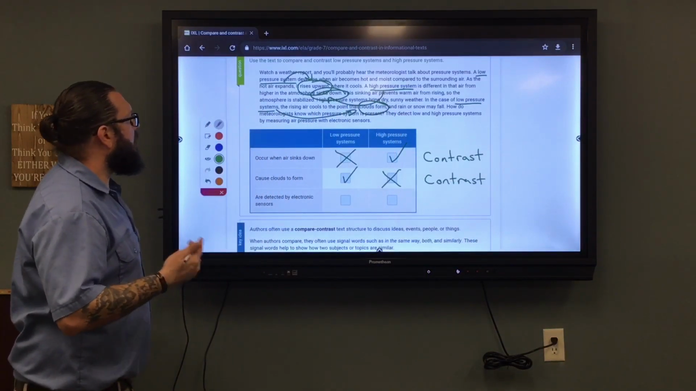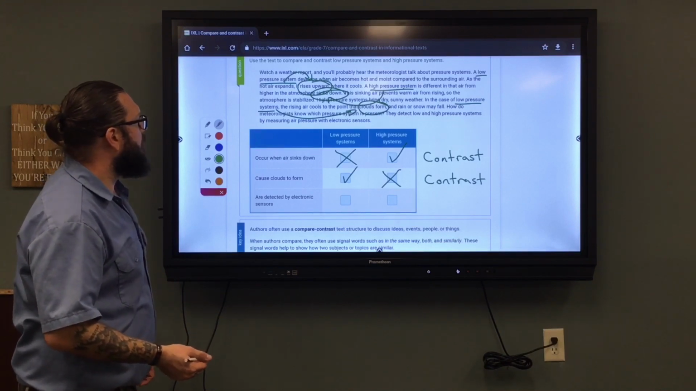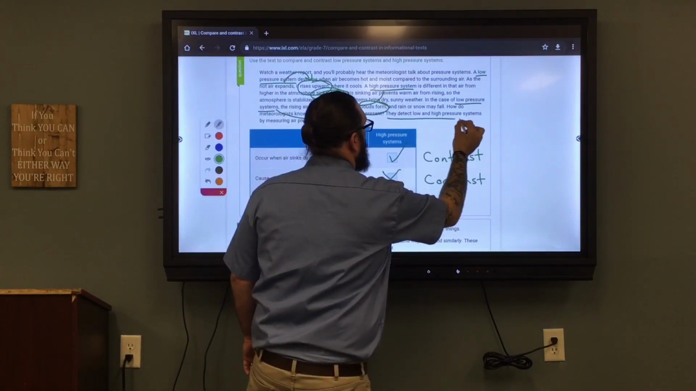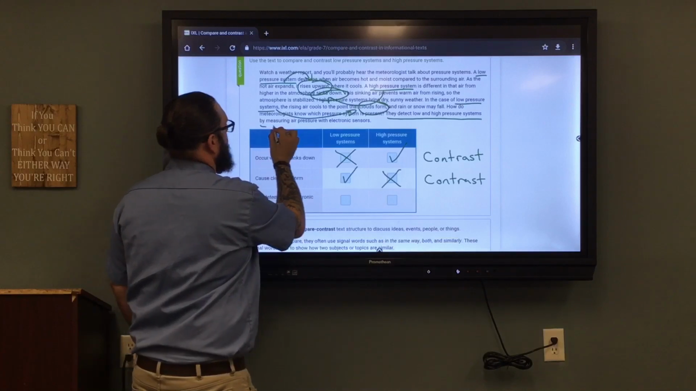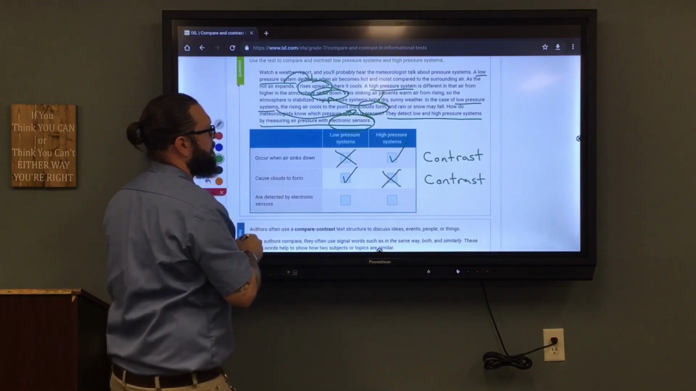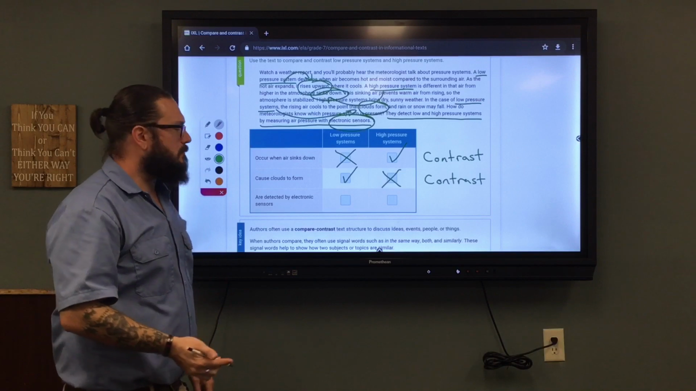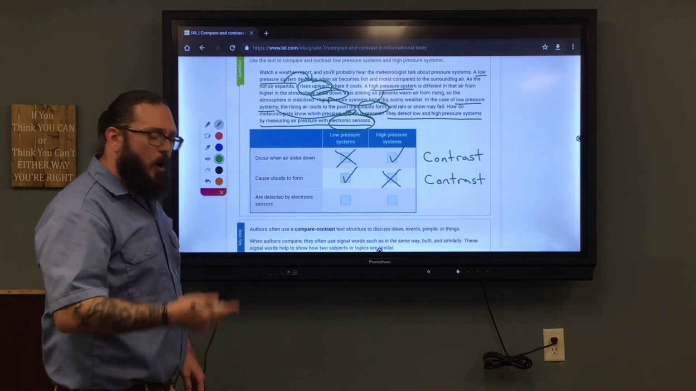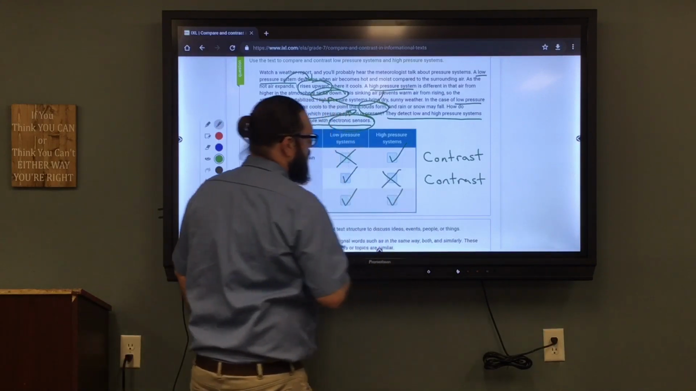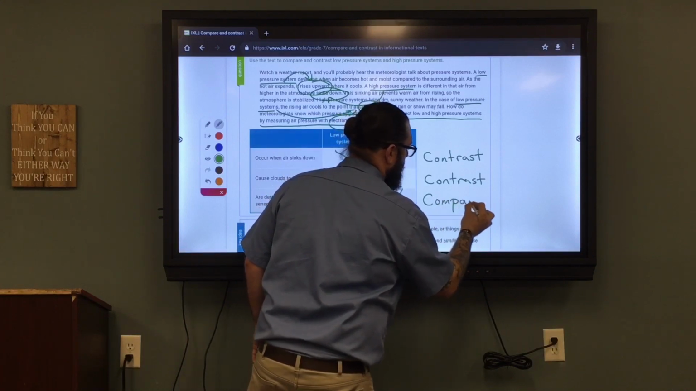Are detected by electronic sensors. The very last sentence: they detect low and high pressure systems by measuring air pressure with electronic sensors. Okay, so low and high pressure systems. In this case, both are detected by electronic sensors. Here, the author is making a comparison.